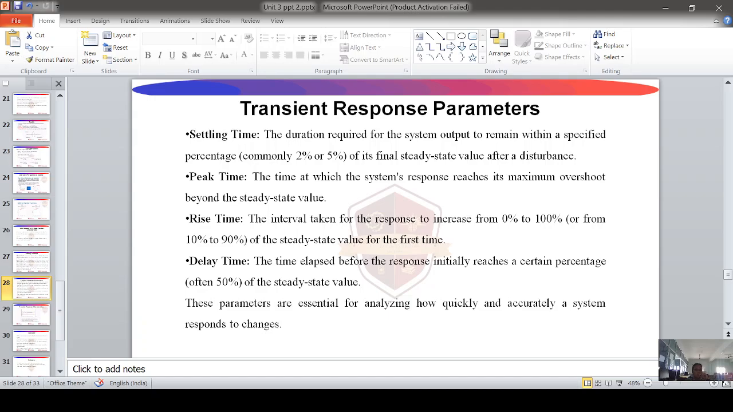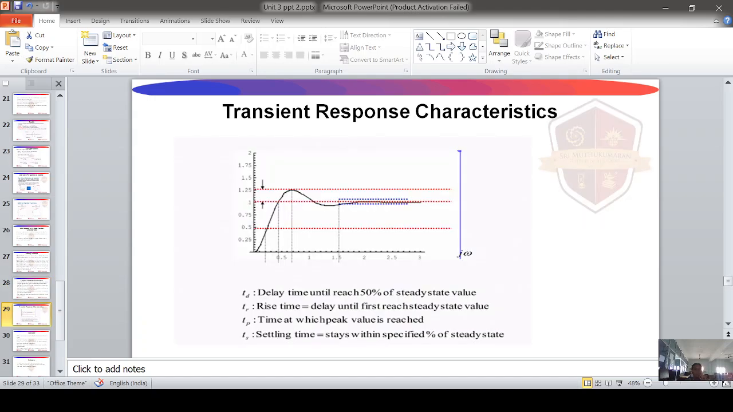Then rise time, the interval taken for the response to increase from 0% to 100% of the steady state value for the first time. Then delay time, the time elapsed before the response initially reaches a certain percentage, often 50%, of the steady state value. These parameters are essential for analyzing how quickly and accurately a system responds to changes. These are the transient response characteristics: delay time at 50%, rise time at 100%, peak time at the overshoot, and settling time.